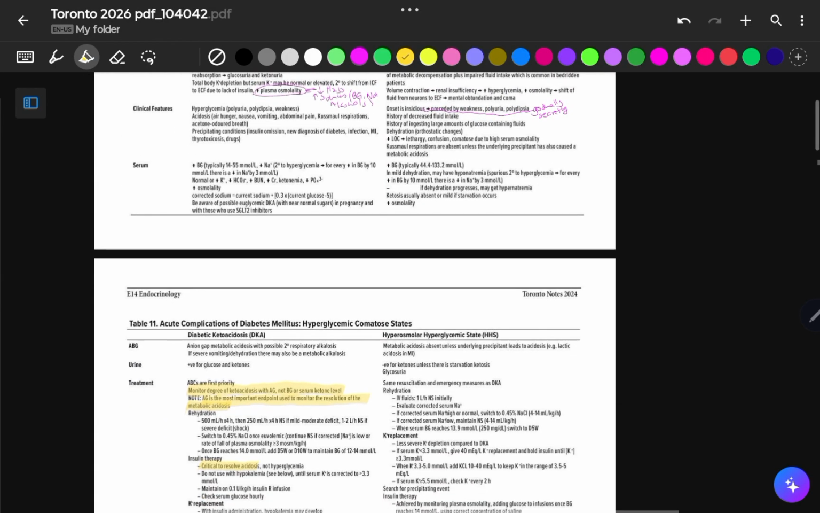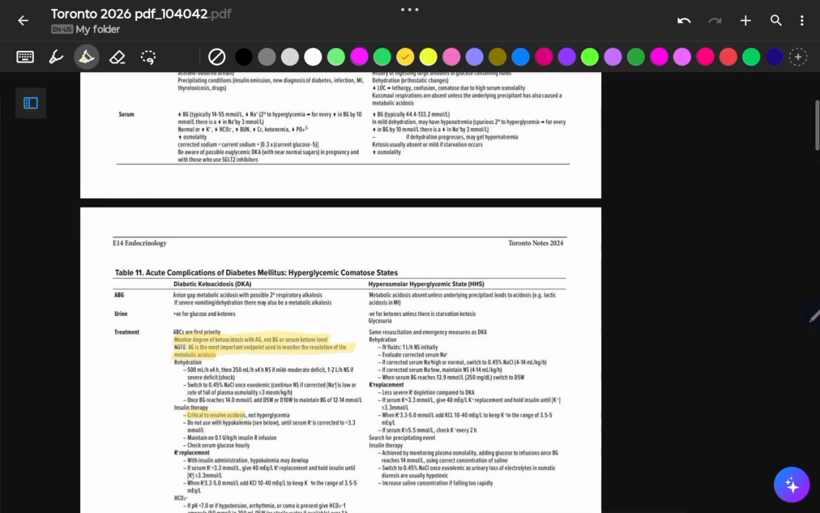You quickly want to put on your monitors and make sure the patient is stable. Then you want to do your ABG, then do your urine test, and give the patient oxygen if needed. All right, so basically you are doing an ABG. On ABG, you'll see an elevated anion gap metabolic acidosis with a possible secondary respiratory acidosis.